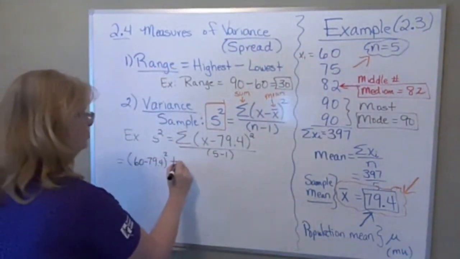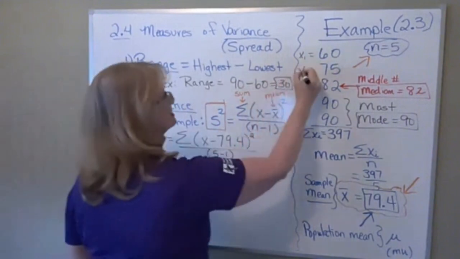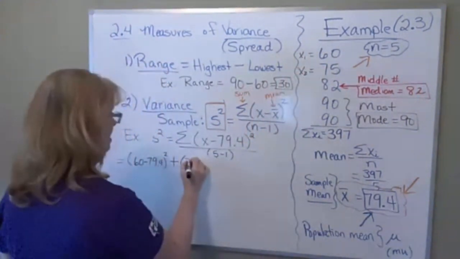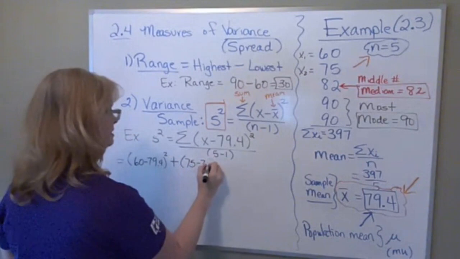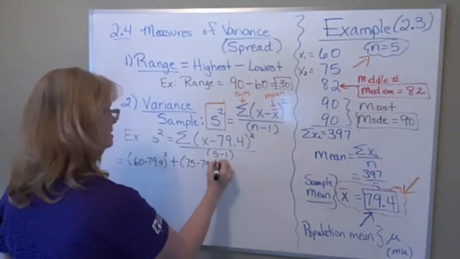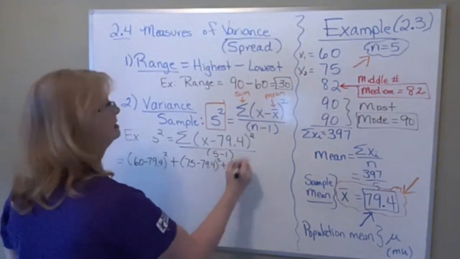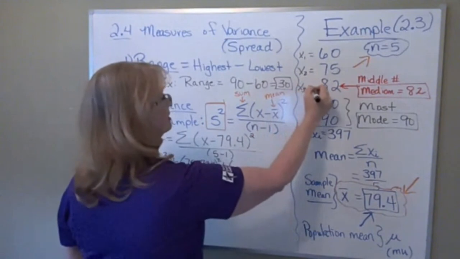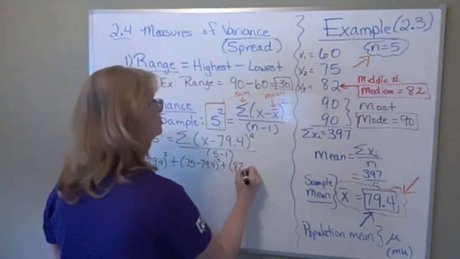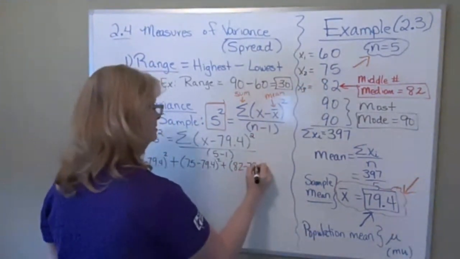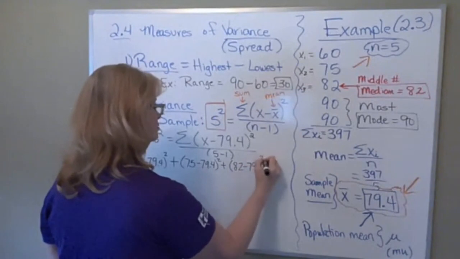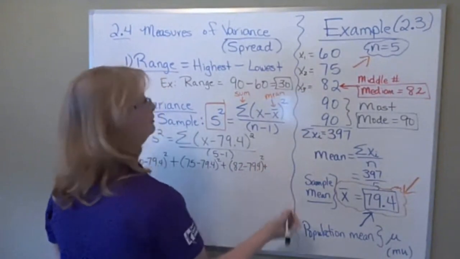This means I'm now going to add, and take the second data value of 75, subtract the mean from that, and square it, plus. Now I'm ready to take the third data value of 82, subtract the mean, and square it. I'm running out of room.